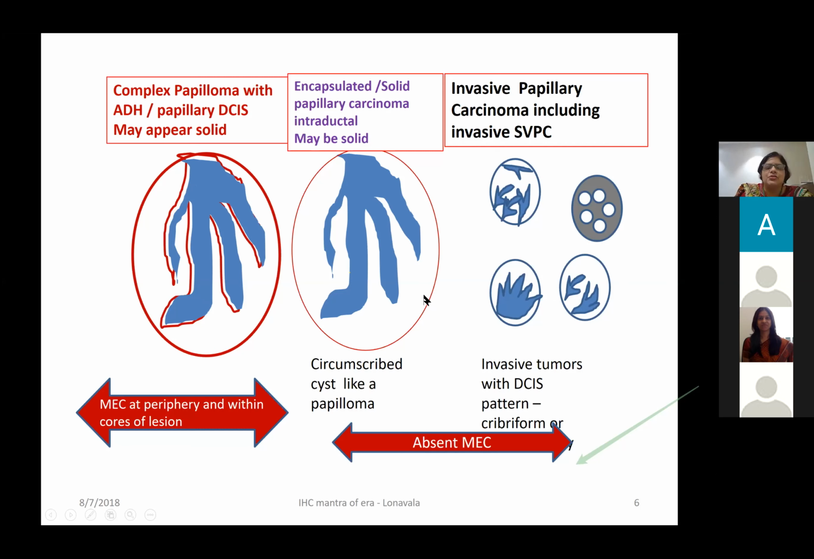Here is a structure which is very much like this, but in this structure the papillary fronds lack the myoepithelial cells, whereas you may see some myoepithelial cells at the periphery.